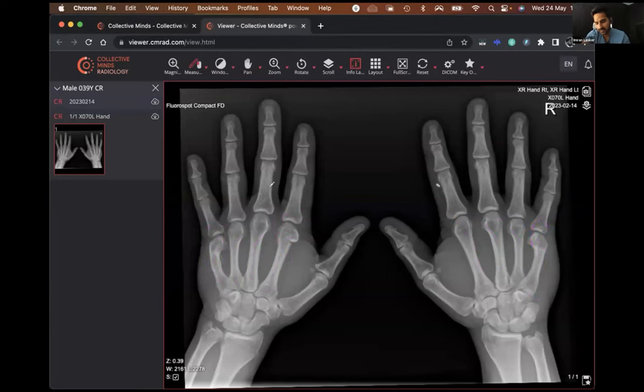Yeah, so I think what's happened here is that this person may have gotten into an altercation, was saying both hands were hurting, and that's why they've ended up getting both hands X-rayed. And they're clearly no stranger to getting into scuffles and stuff. And so that's why this person had quite a low threshold for getting X-rays in the first place.